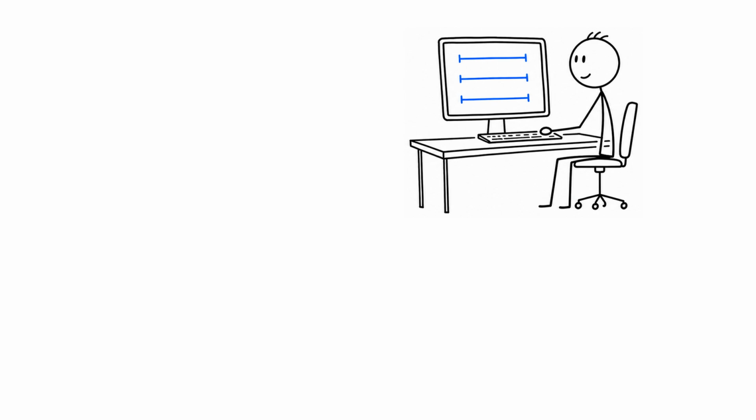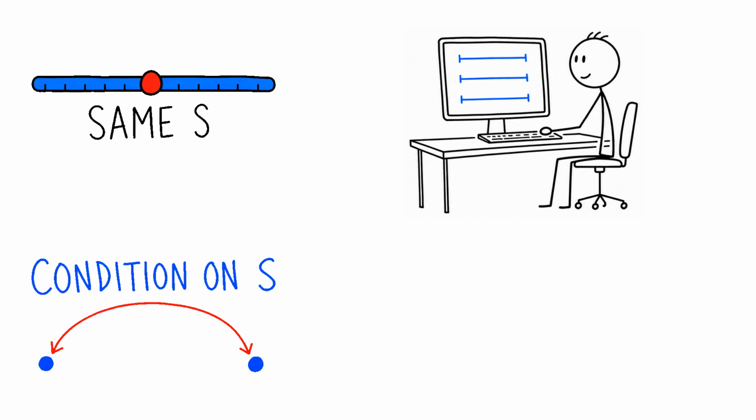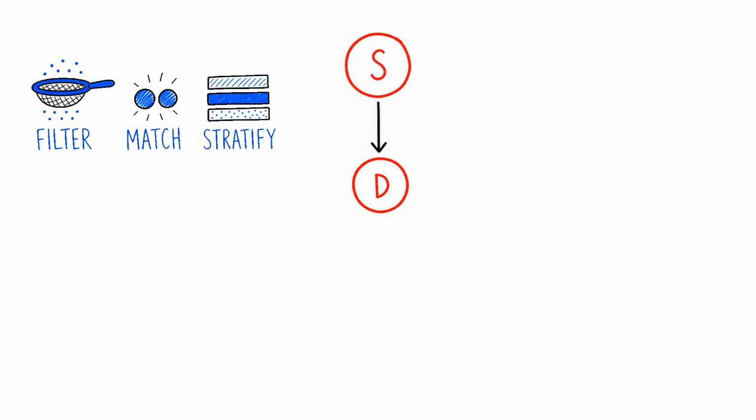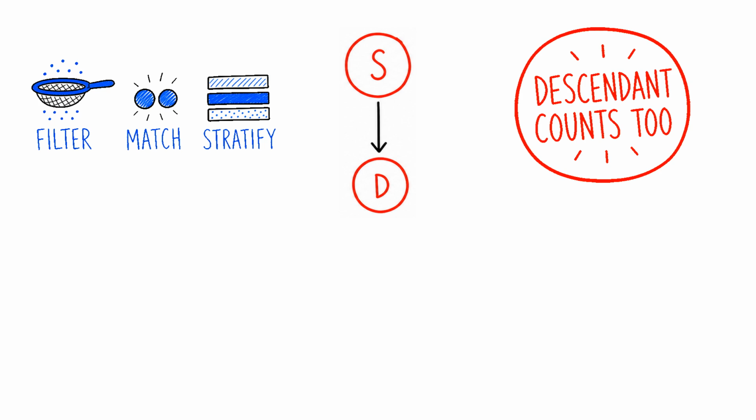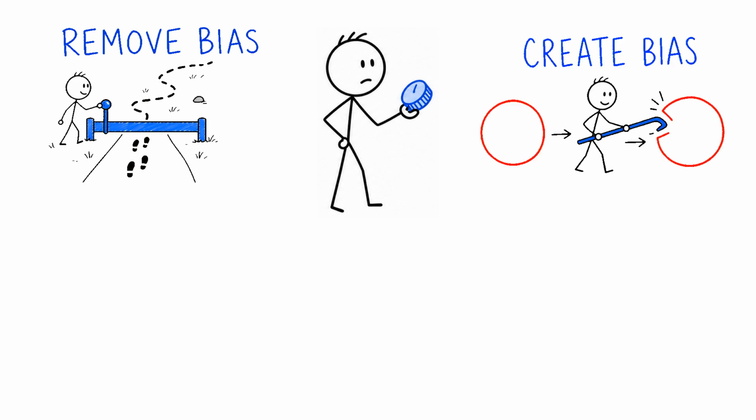Controlling for a collider inside a regression tells the model to compare people at the same collider value. Stratifying, matching, or filtering on it does something similar. Conditioning on a consequence of the collider can also open the path. That is why control for everything available is not a safe rule. An extra variable can remove bias. It can also create bias. The variable's causal role matters more than how predictive it looks.